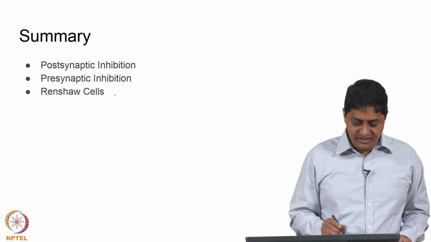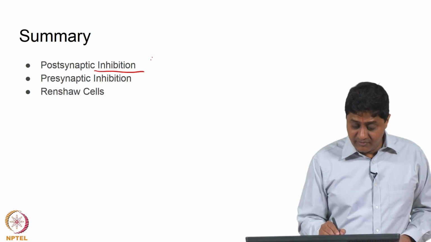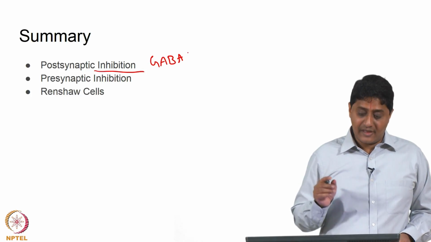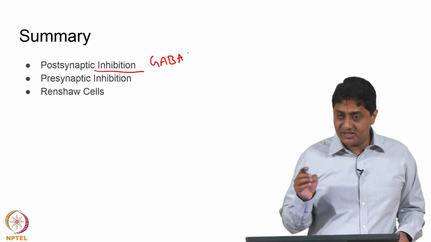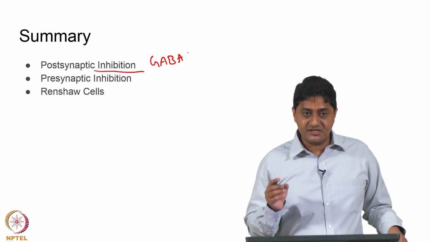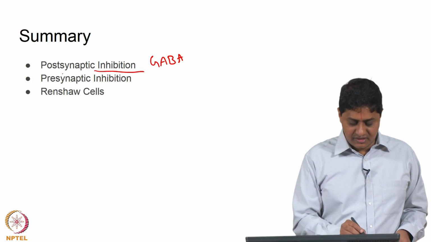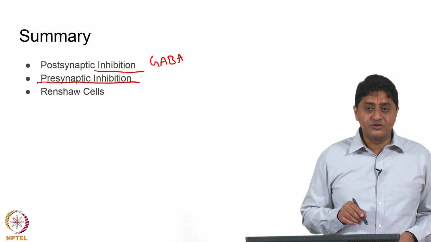So, what we have seen is a particular case of inhibition that is caused by chemicals such as GABA, mediated by postsynaptic channels that open because they are sensitive to the presence of this chemical. This is called postsynaptic inhibition.